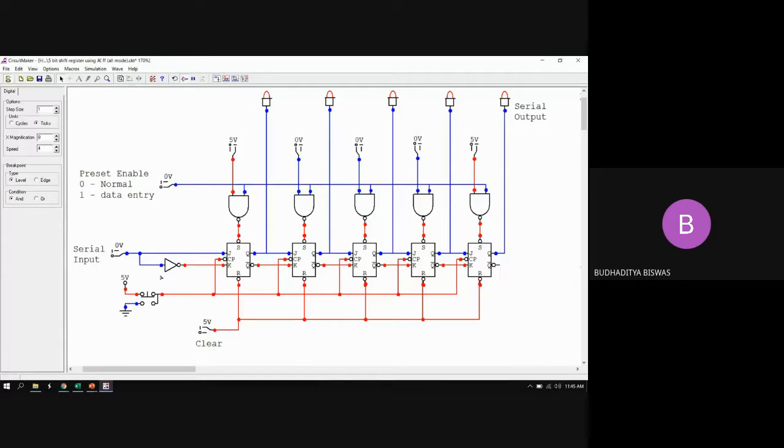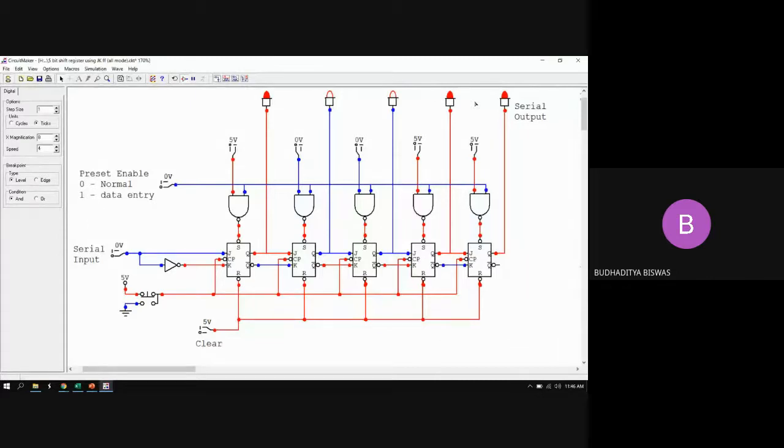Now let me tell you how to insert the data in parallel here. For parallel insert, whatever data you want to store, you need to connect it here at this parallel input. Say the data are 1, 0, 0, 1, 1. If you give the data entry or the preset enable as 1, instantly this will be stored inside the flip-flops. Let's check. When I give the preset enable pulse as 1, meaning the data entry mode, whatever data is present at the parallel input is stored inside the register. In this way, we can store the data in parallel inside the register.